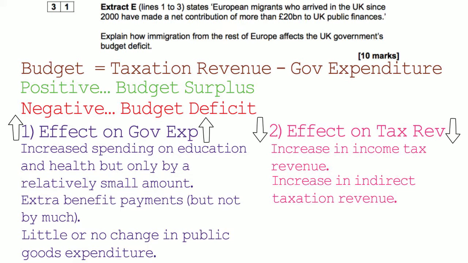I would then do a little conclusion that brings everything that I have mentioned in the answer together. I would say that from the data and my own economic knowledge, it is likely that the government's budget deficit is going to improve. I would then place a quote in from Extract E. This quote is on line 3. Migrants from the 10 countries that joined the European Union in 2004 contributed almost £5 billion more to taxes in the years between 2004 and 2011 than the value of public services that they consumed.